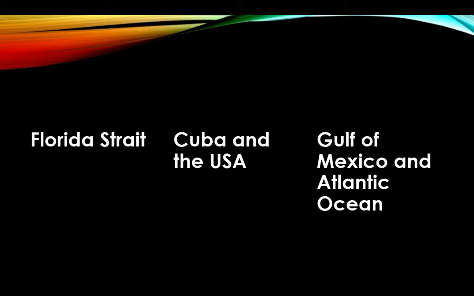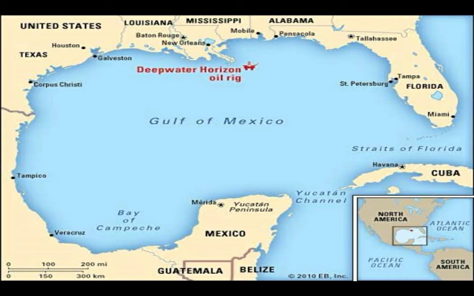Next major strait is Florida Strait. The contiguous landmass is Cuba and USA, whereas the connecting water bodies are Gulf of Mexico and Atlantic Ocean. We can see in the map in the north we have North America and Atlantic Ocean, whereas in south we have Pacific Ocean and South America. North America and South America are above and below this strait, and the Gulf of Mexico and Atlantic Ocean are connected by this strait.